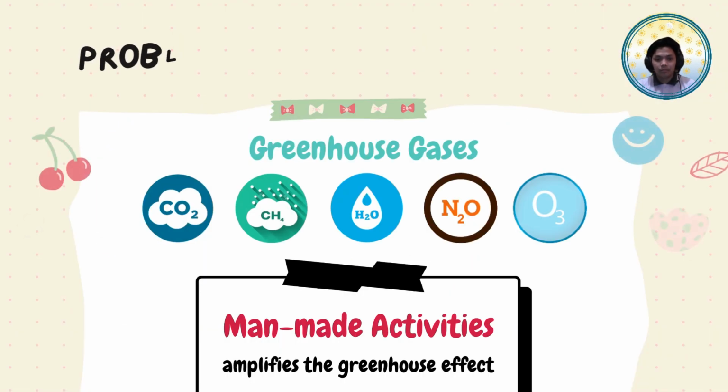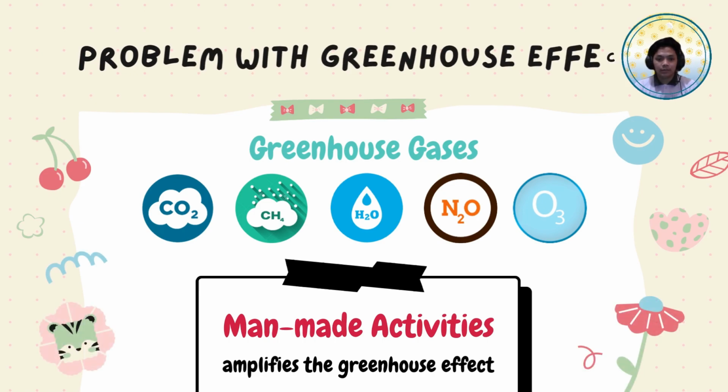Many greenhouse gases include carbon dioxide, water vapor, methane, nitrous oxide, and ozone. Now, these greenhouse gases are the ones responsible for trapping the heat inside the Earth. Yes, that is true. But the only problem is that man-made activities amplify the greenhouse effect. By voraciously burning fossil fuels, we emit so much carbon dioxide, which causes the Earth to heat up much more than it should.